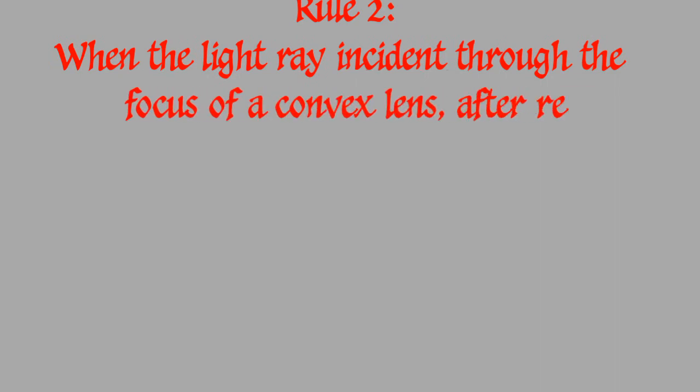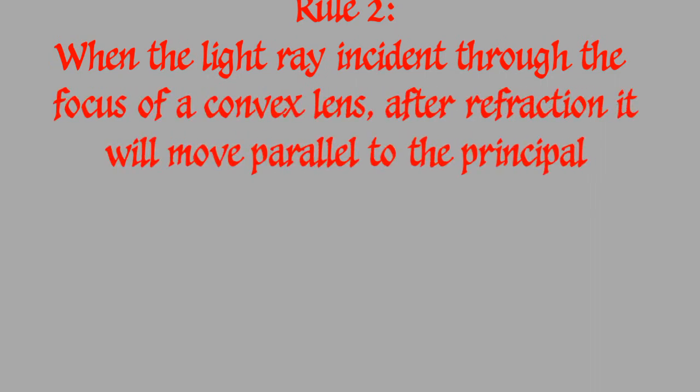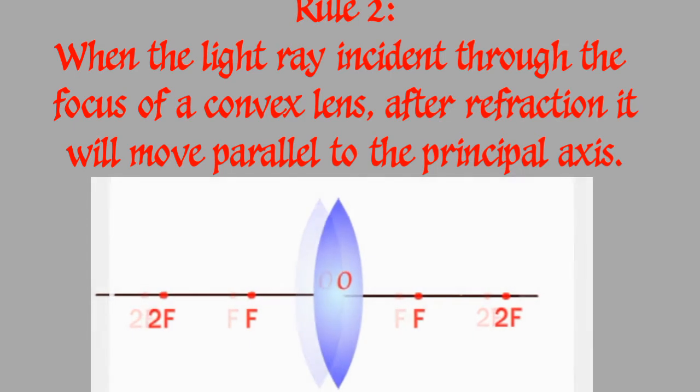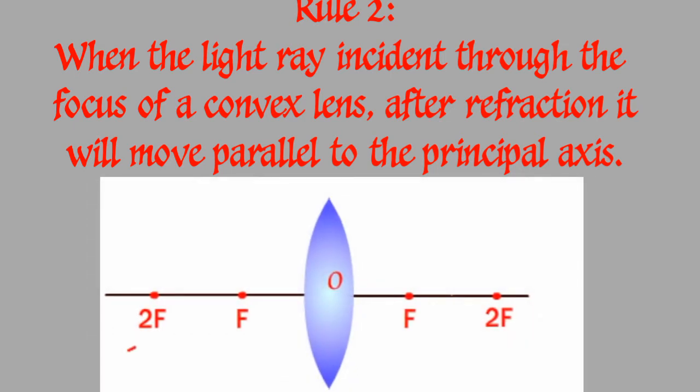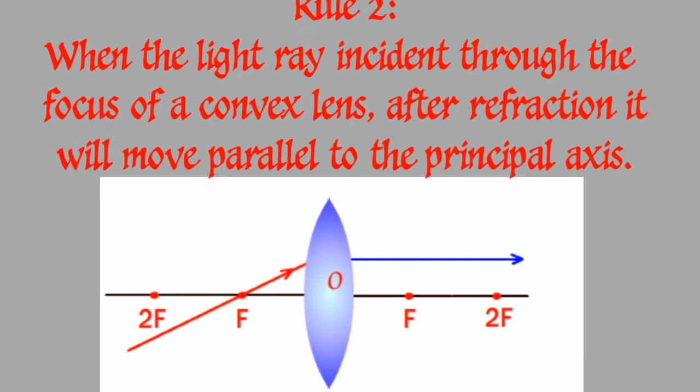Then the second condition is, what happens if a light ray is passing through the principal focus of a convex lens? If a light ray is incident through the principal focus, then after refraction, it will move parallel to the principal axis on the other side. After refraction, that light ray becomes parallel to the principal axis if it is incident through the focus.